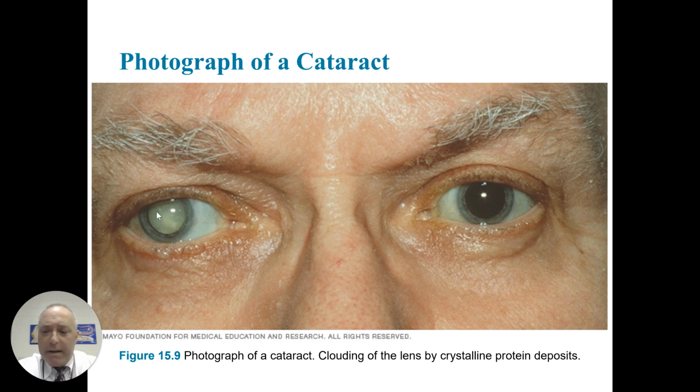But on the right eye, the lens is cloudy. And so the light that comes in bounces around. It just doesn't make it to the retina, and so all you see is white light, maybe a lot of fog. So this is the lens itself that becomes cloudy with these protein aggregates.